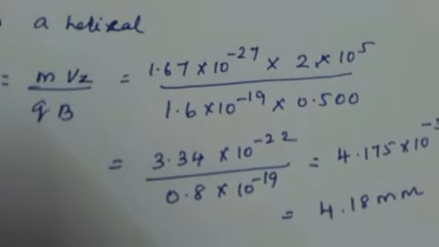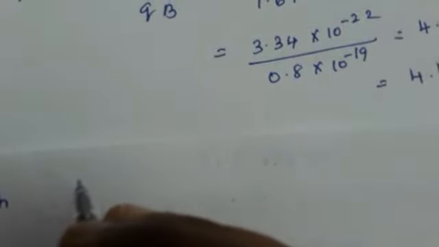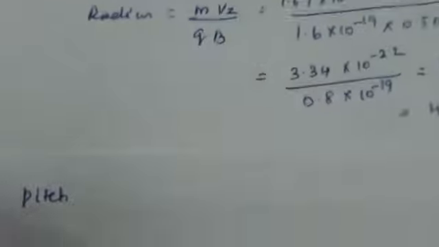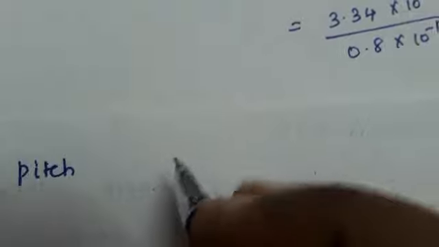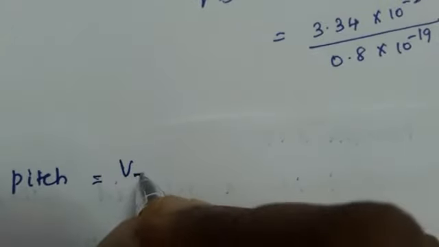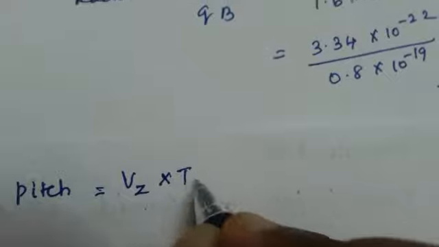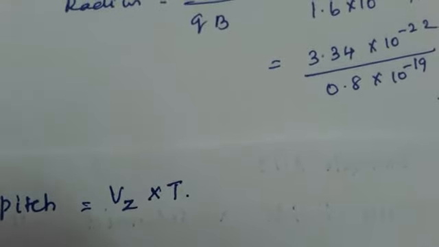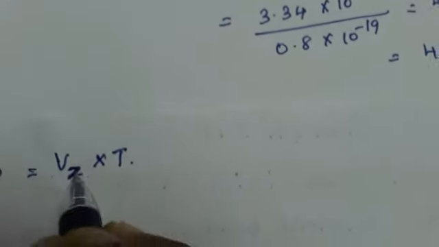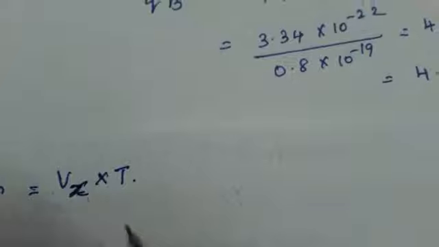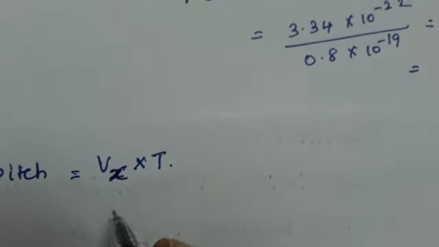The next thing to calculate is the pitch of the helix. Pitch is the distance travelled along the x-axis in a particular time t. So pitch is equal to velocity into time. Here the velocity is the velocity in the x direction. We don't know the time period, so first we have to calculate the time period.